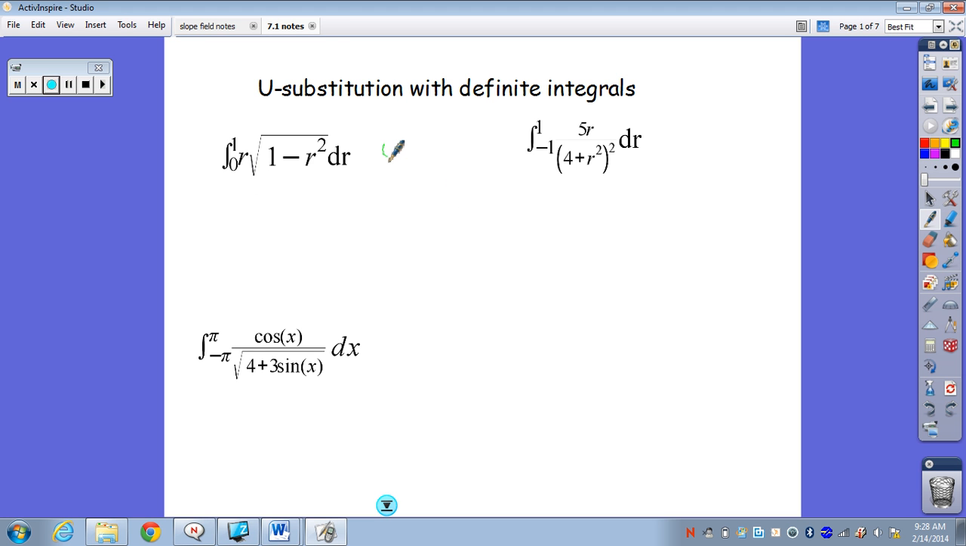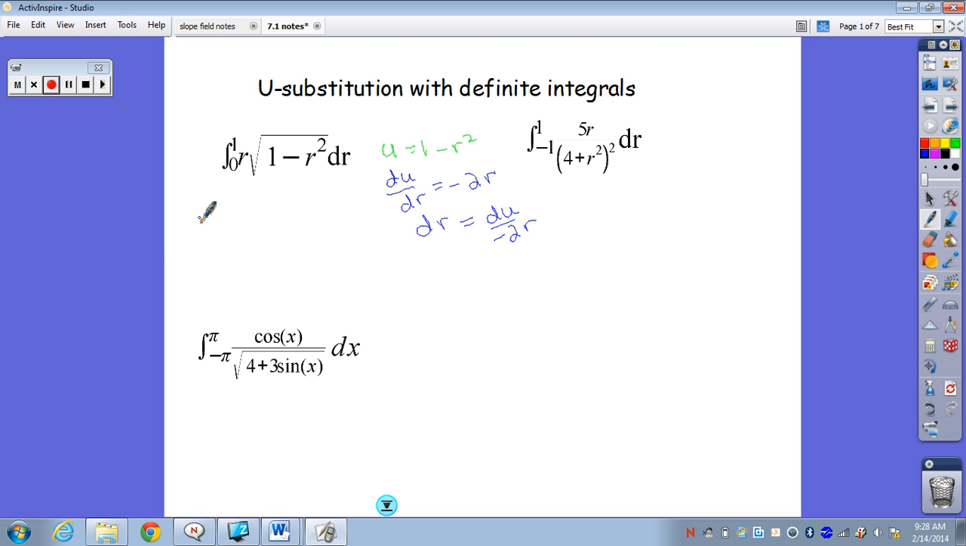So like before, we're going to let u equal the inside. So I'm going to let u equal 1 minus r squared, and then I'm going to take my derivative of u with respect to r, because that's my variable, and I'm going to take the derivative of 1 minus r squared, which is negative 2r. And then we're going to solve for dr again. So dr, if I cross multiply, is going to equal du over negative 2r.